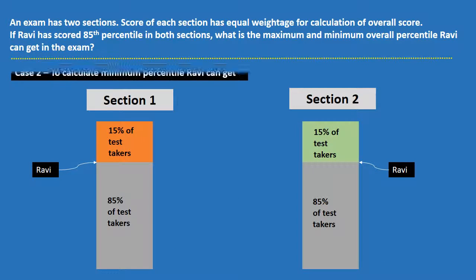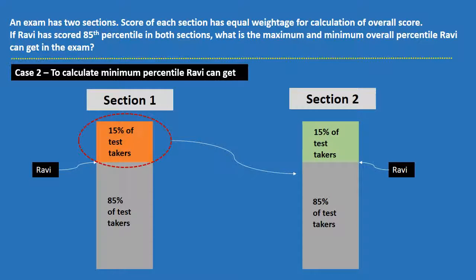Now let us consider case 2 to calculate minimum percentile that Ravi can get. Pick up the 15% test takers above Ravi in section 1, and they got just marginally less score in section 2 compared to Ravi, such that the overall score of these 15% test takers is higher than that of Ravi. Similarly, if we consider the 15% test takers who are above Ravi in section 2, let us assume that they got little less marks than Ravi in section 1, such that the overall score of these people is still higher than Ravi.